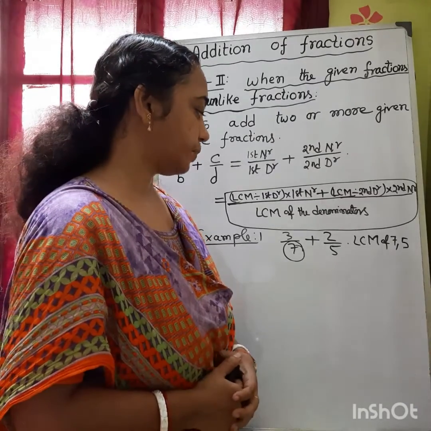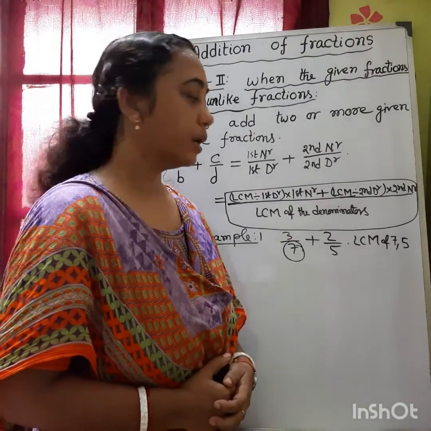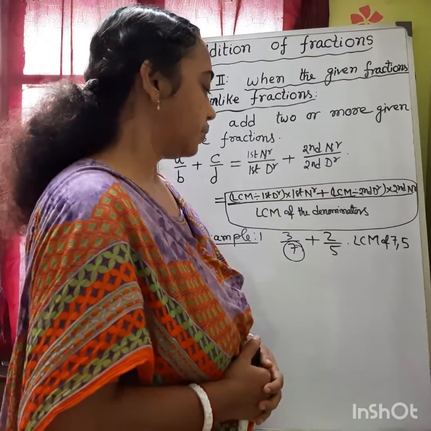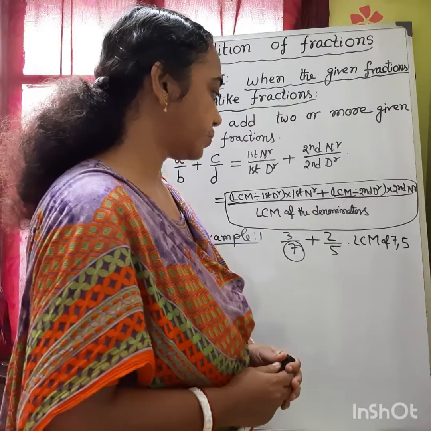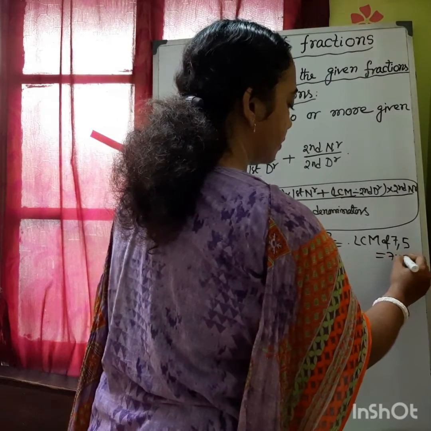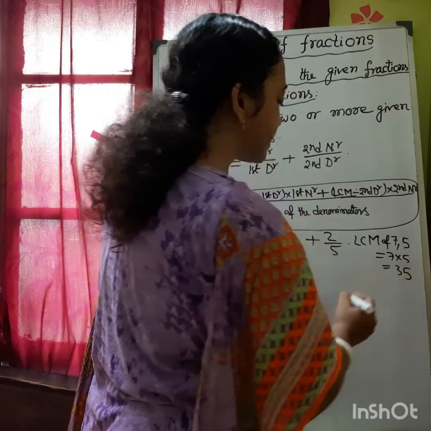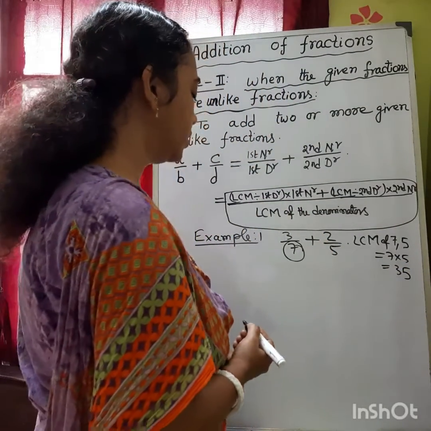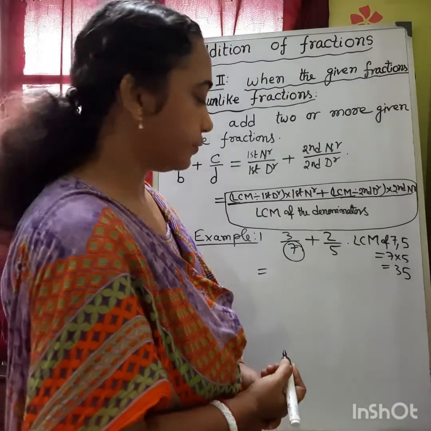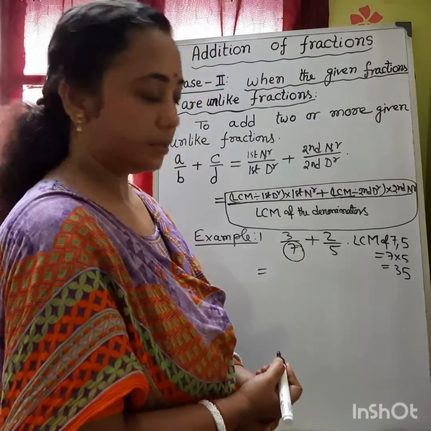these two unlike fractions, by converting each of them to an equivalent fraction with LCM as the denominator. So here LCM is coming 35. So LCM of 7 and 5 is coming 35. So now we convert each of the fractions to an equivalent fraction with LCM as the denominator.